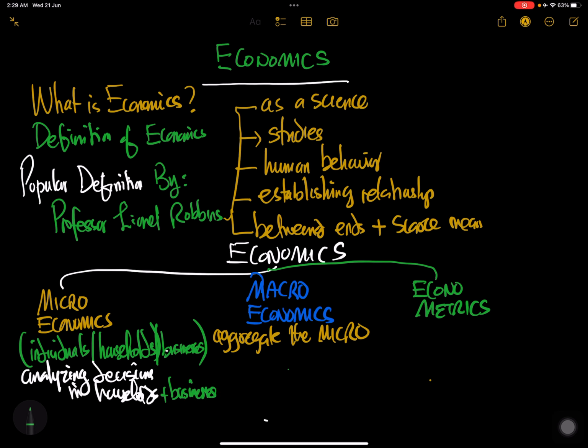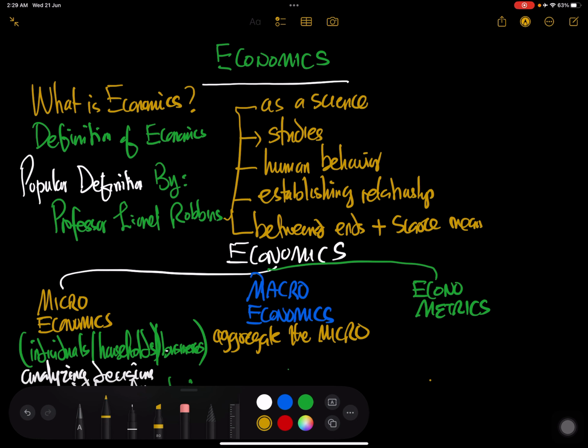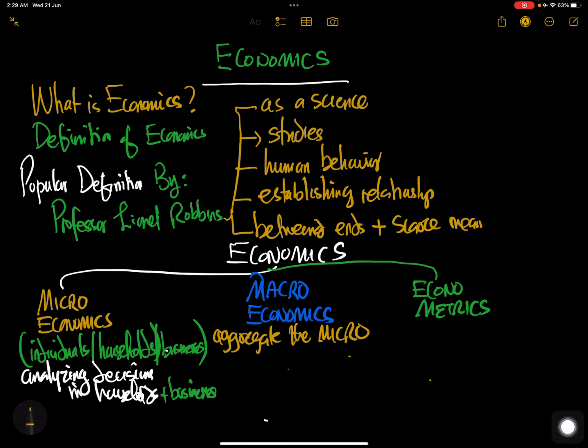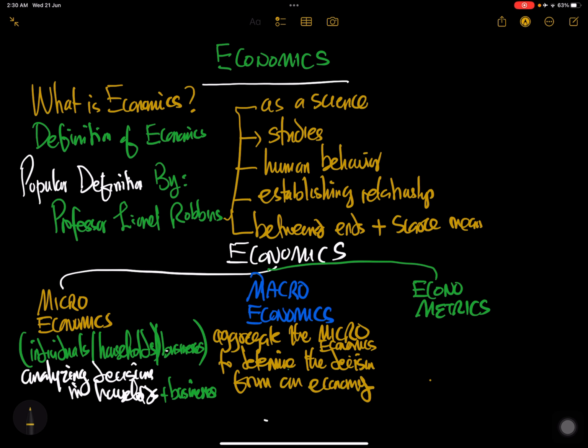So we want to look at analyzing decisions in households and businesses. But on the other hand, when we are looking at macroeconomics, we are aggregating microeconomics to determine the decisions from an economy, and how an economy or the government, and how that impacts households plus businesses.